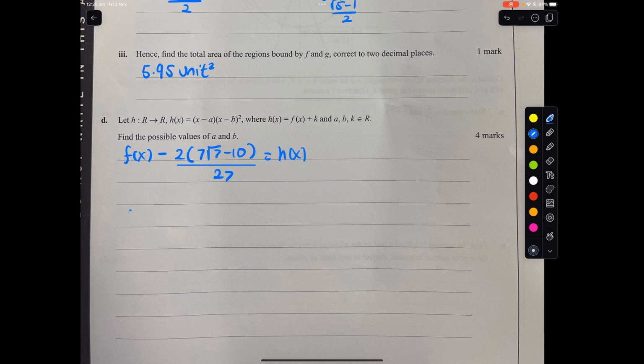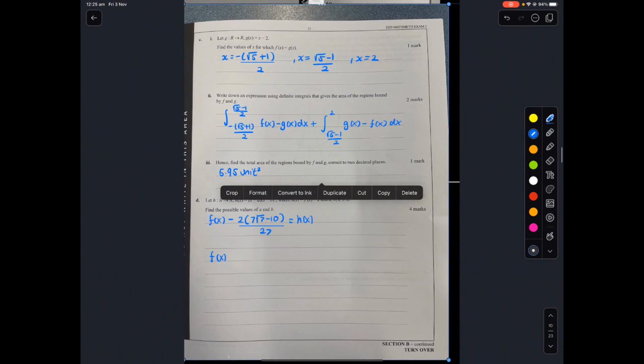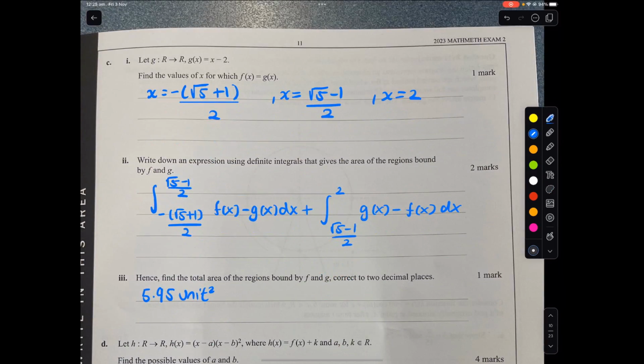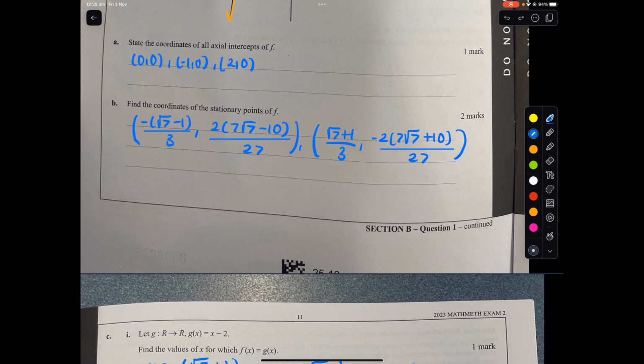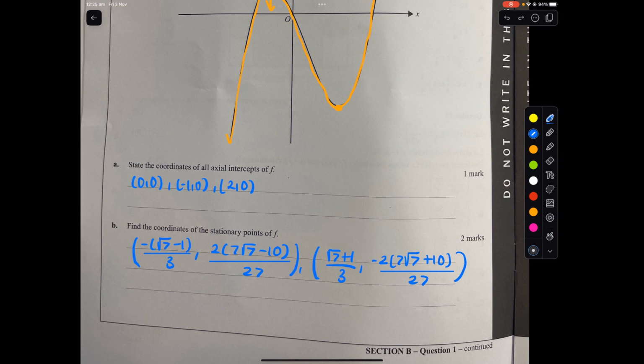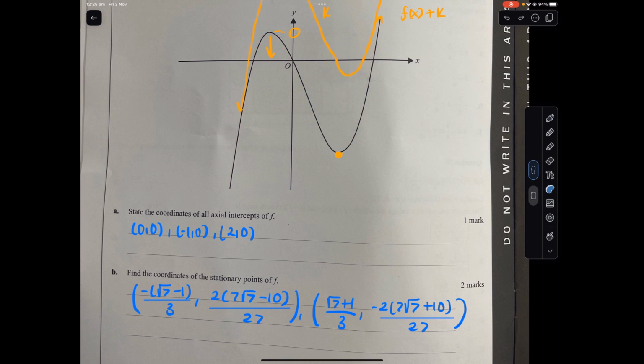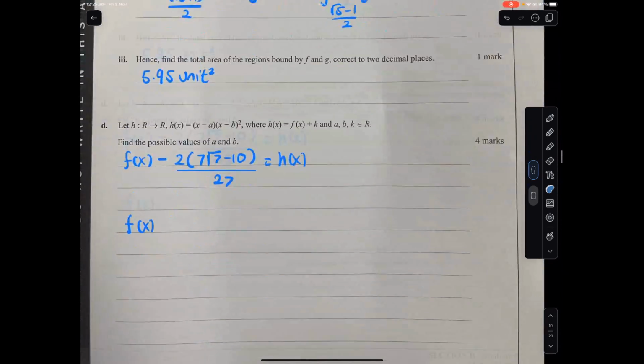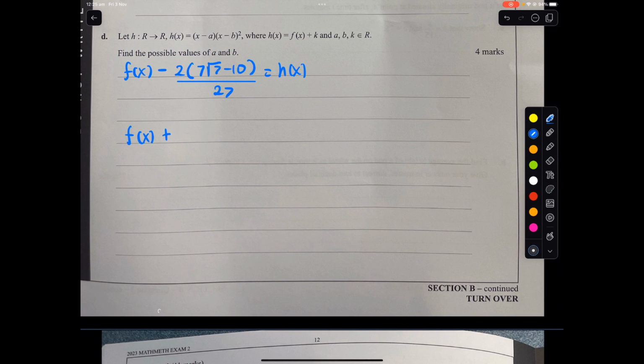We also have the other case where f of x is, if I go over here, the other stationary point, which is this one over here, and we can translate it up that many units to get this condition over here. So if we go up, we meet this condition. So let's do that. We also have another condition, so let me make sure I write that: plus (2 root 7 plus 10) all over 27 equals h of x. So these are two conditions. Perfect. And yes, we can solve them on our calculator.